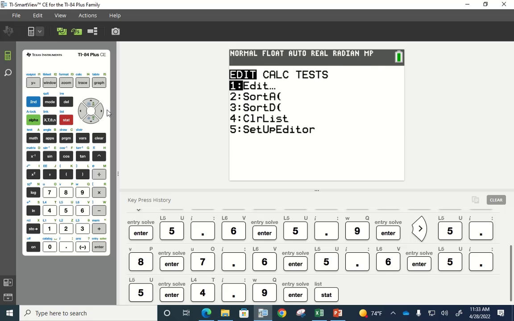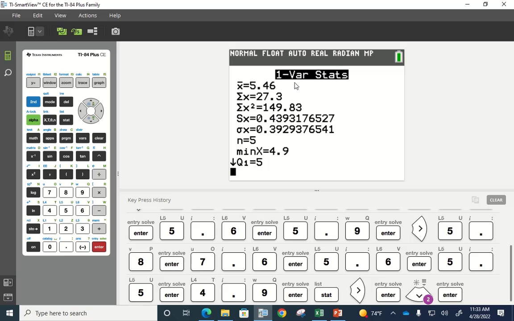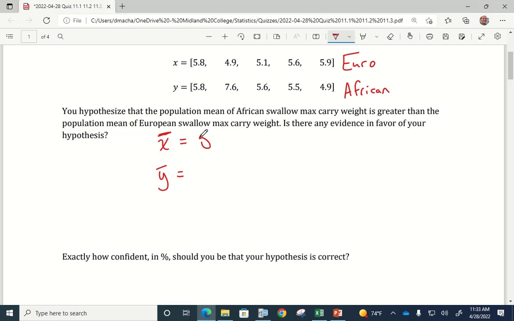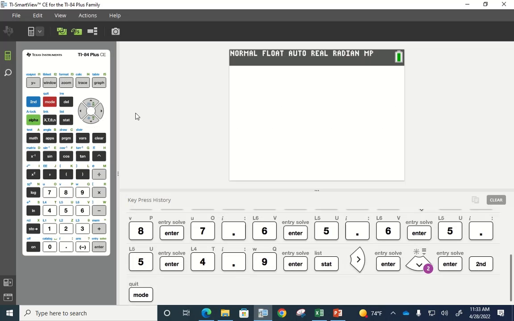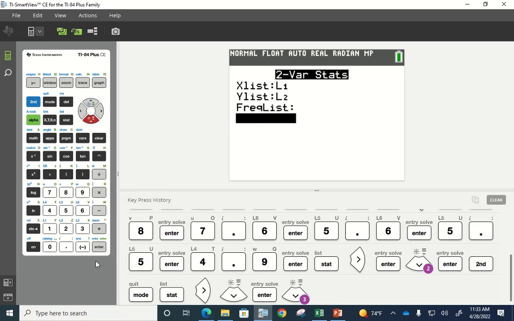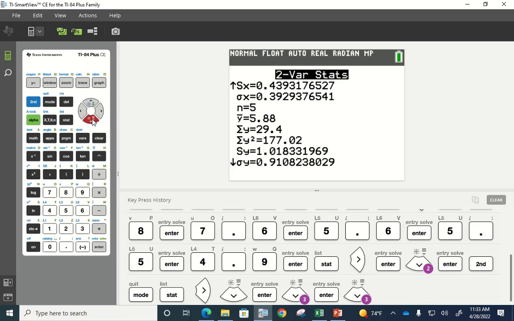Then we go to Stat, we go to Calculate, we go to one variable statistics. And for list 1, where I put my X values, that mean was 5.46. And for my second group, maybe I have to go to 2 variable statistics. I know you can change the list in one variable statistics, but if you're lazy, this works just as well. And it says Y bar is 5.88.